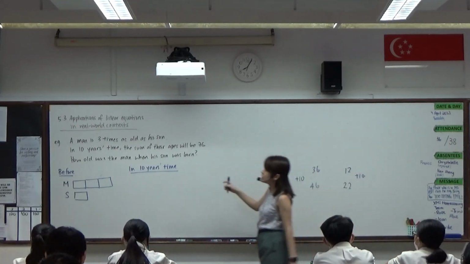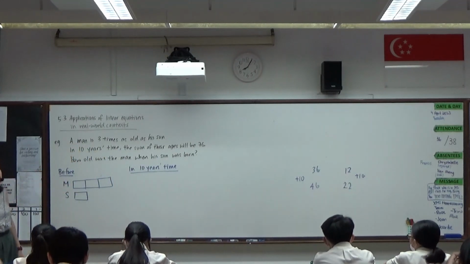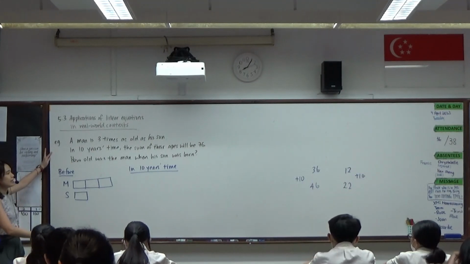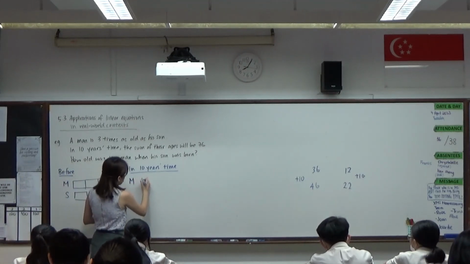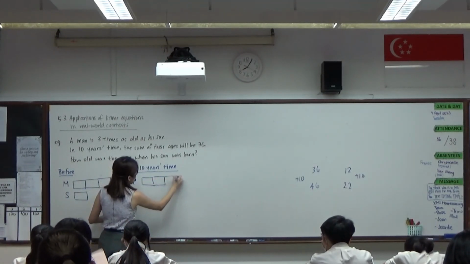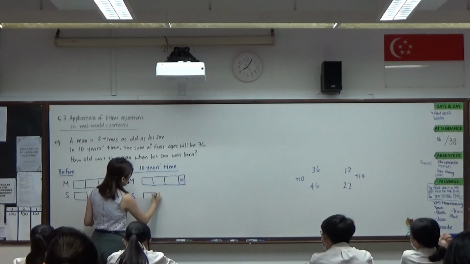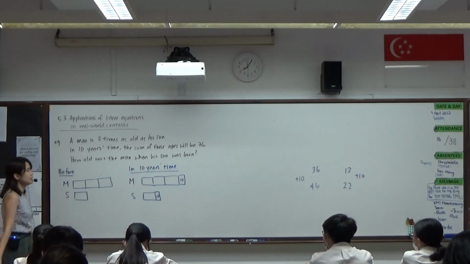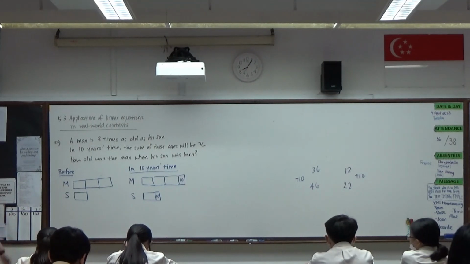So I want us to be very clear that in 10 years' time, it is not possible for the man to still be 3 times older than the son. So how will the model actually look? It will just be an addition of 10 from the original. So the man, original is 3 units, plus another 10 over here. And then for the son, original 1 unit plus another 10. So that will be the pictorial visualization of the man and the son based on their ages.